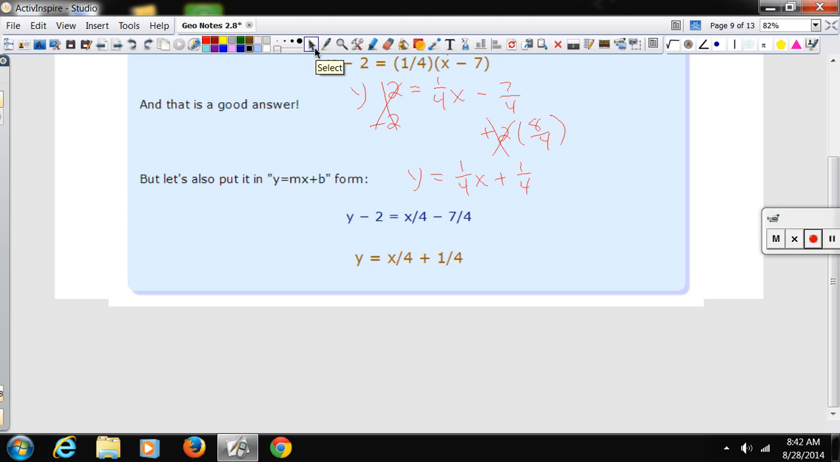So 1/4 x means that our new slope is a 1/4 slope, and it's going to touch at positive 1/4. We knew it was going to be a fraction. It was just above the origin, and it was below the 1, so we knew it had to be some fraction that was pretty small. So 1/4 is what it came out to be.